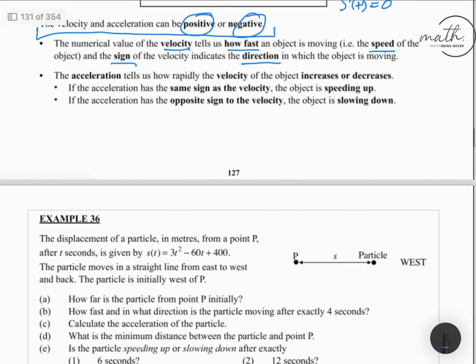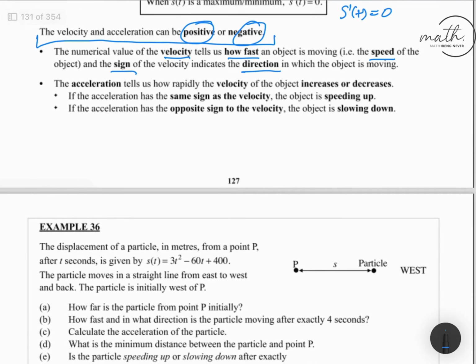So acceleration tells us how rapidly the velocity of the object increases or decreases. Acceleration tells you whether it's speeding up or slowing down. So if the acceleration has the same sign as the velocity, that is, when you calculate the first derivative and the second derivative they have the same sign, that means the object is speeding up.